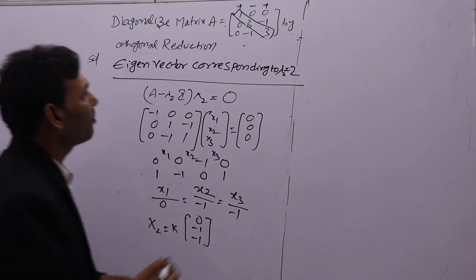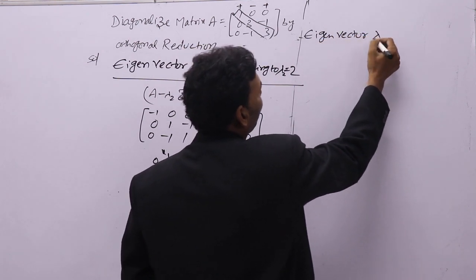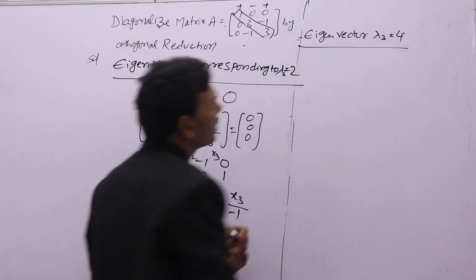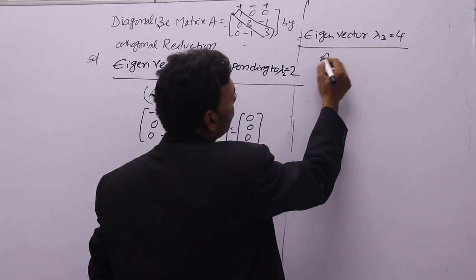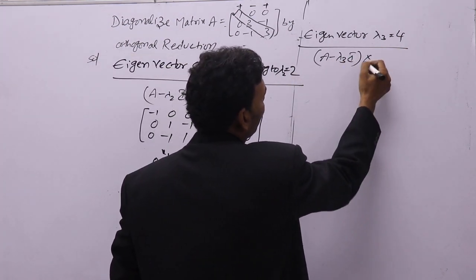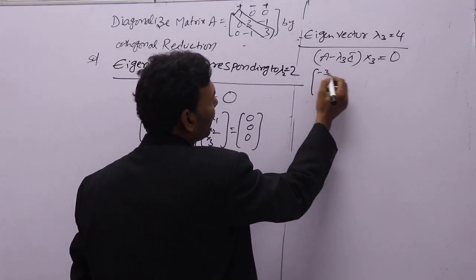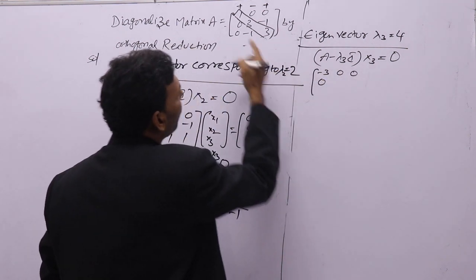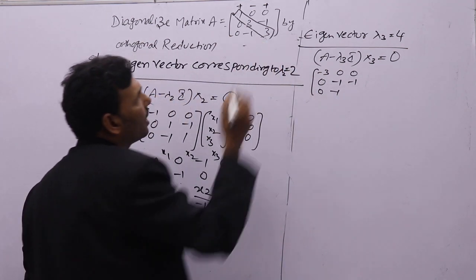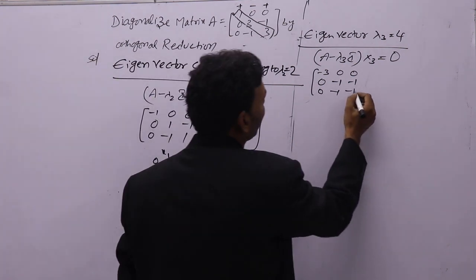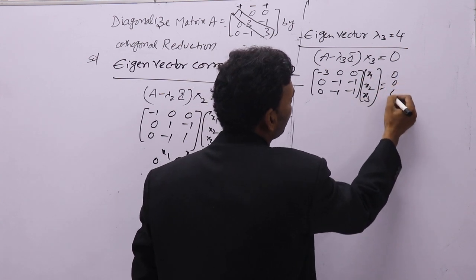That is the second eigenvector. Coming to the third eigenvector, lambda 3 equal to 4. That means you need to subtract 4 from the diagonal to solve this homogeneous system, A minus lambda 3 I into x3 equal to 0. 1 minus 4 minus 3, 0, 0, 0. 3 minus 4 minus 1, minus 1, 0 minus 1. 3 minus 4 again minus 1. x1, x2, x3 equal to 0, 0, 0.